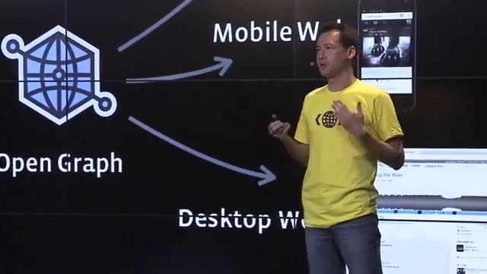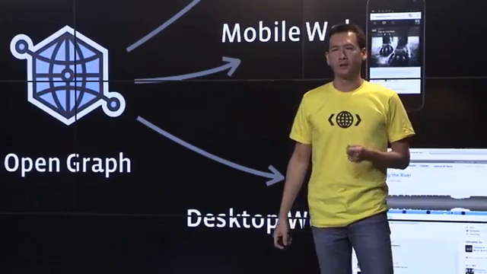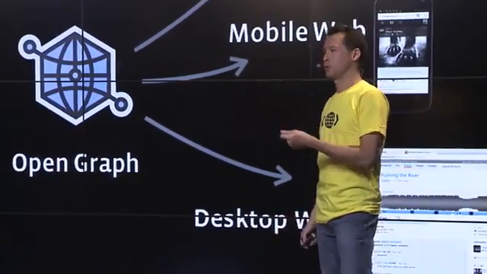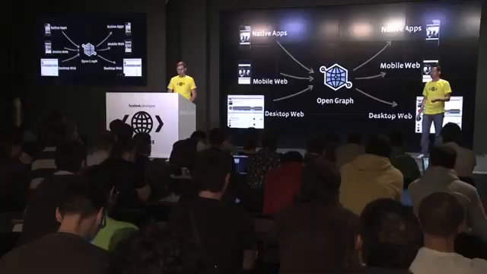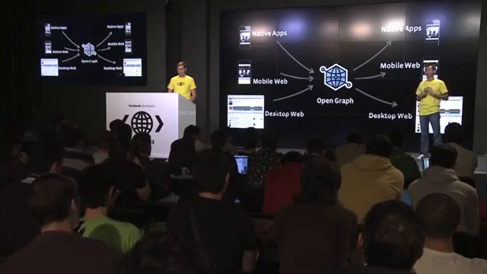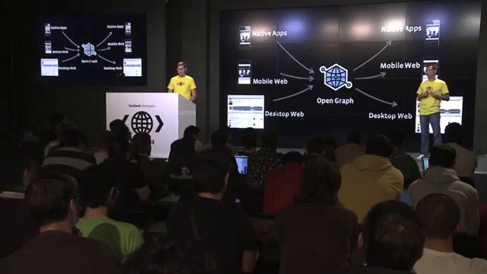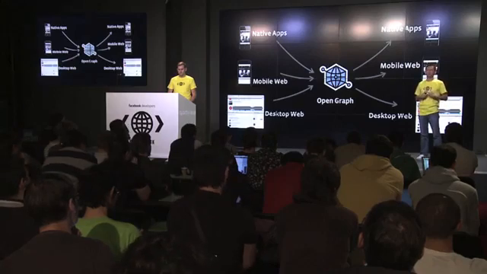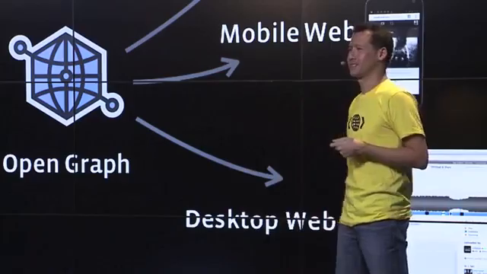The Open Graph is a distribution engine. So if you publish to the Open Graph, Facebook will send traffic back to your application. This is super important, guys. If there's one thing you need to remember from this talk, it's that the Open Graph allows you to scale globally. Thanks.